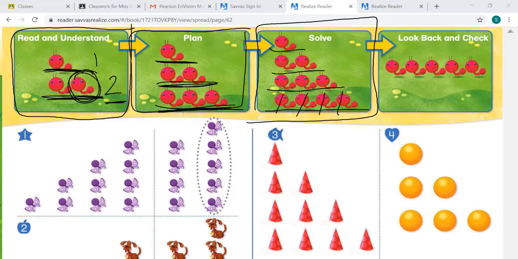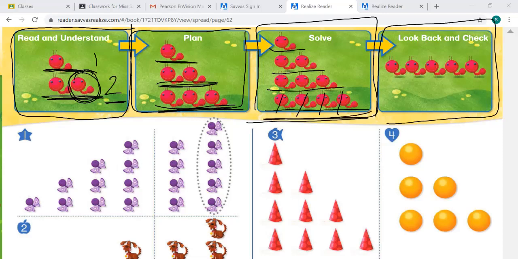So will the number of ants in the row change if we counted them in a different order? No, it doesn't matter where we start. We just count each ant one time. Let's look at our last box here. What comes next in this pattern?